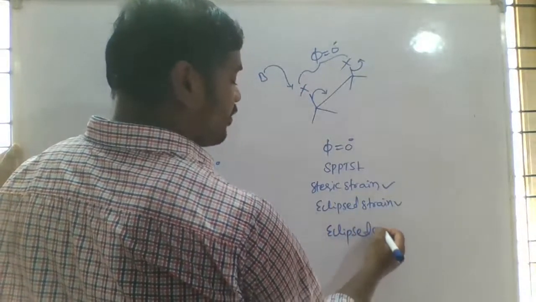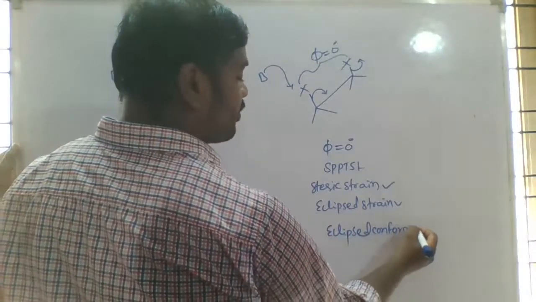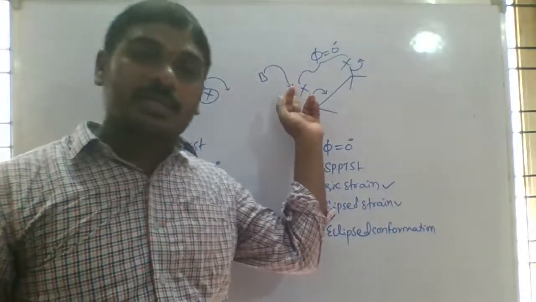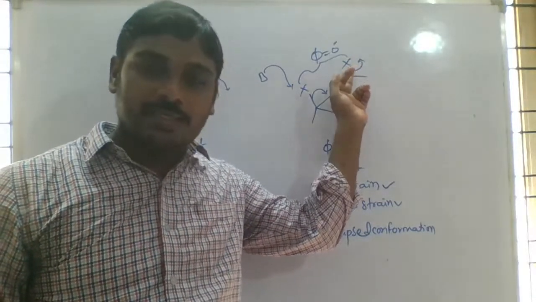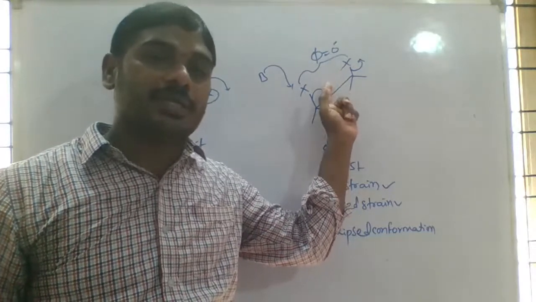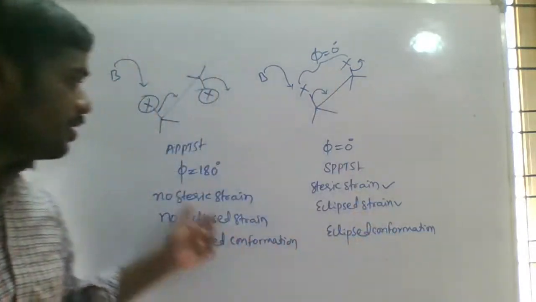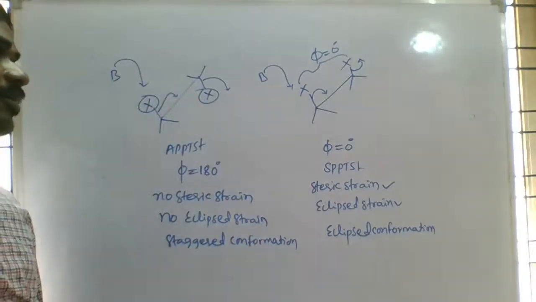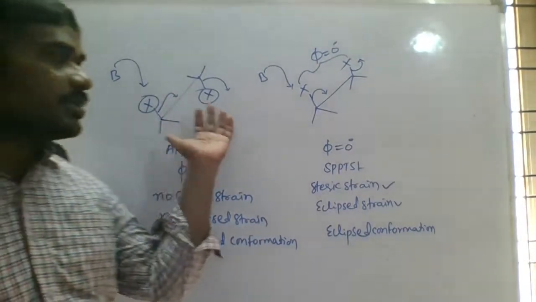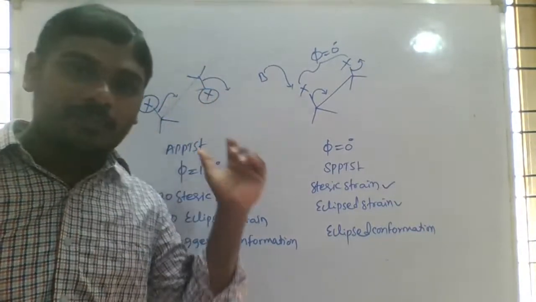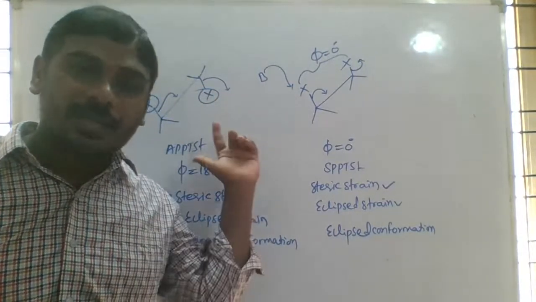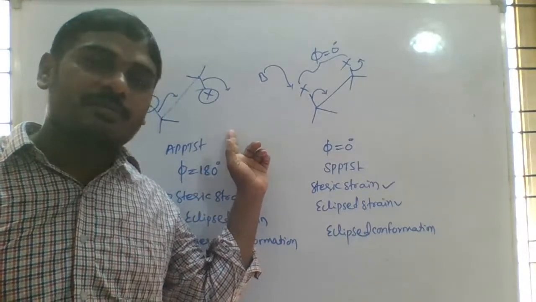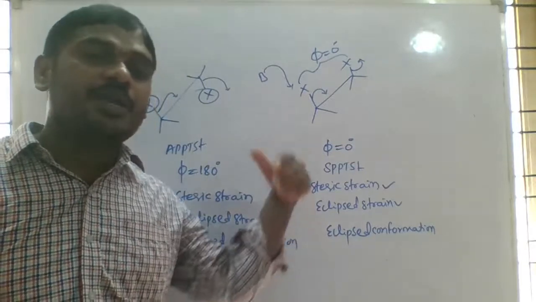So how do we say eclipsed conformation? In the Sawhorse conformation, if the same groups' dihedral angle separation is 0 degrees, it is an eclipsed conformation. Here, the same groups' dihedral angle separation is 180 degrees, so it is a staggered conformation. Here the leaving groups' angle separation is 180 degrees. Therefore, it is an anti-conformation or staggered conformation. Here elimination is fast because no steric crowding is there.